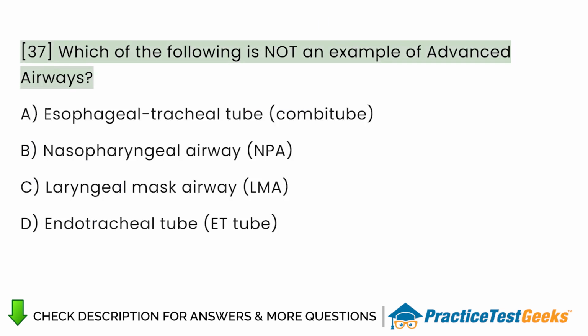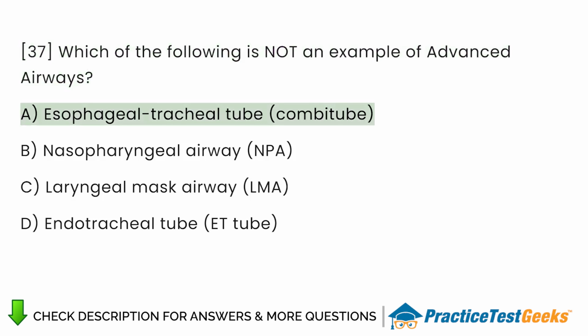Which of the following is not an example of advanced airways? A. Esophageal tracheal tube. B. Nasopharyngeal airway. C. Laryngeal mask airway. D. Endotracheal tube.